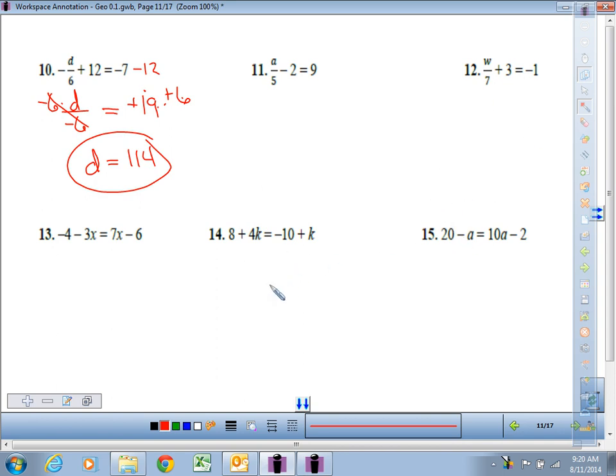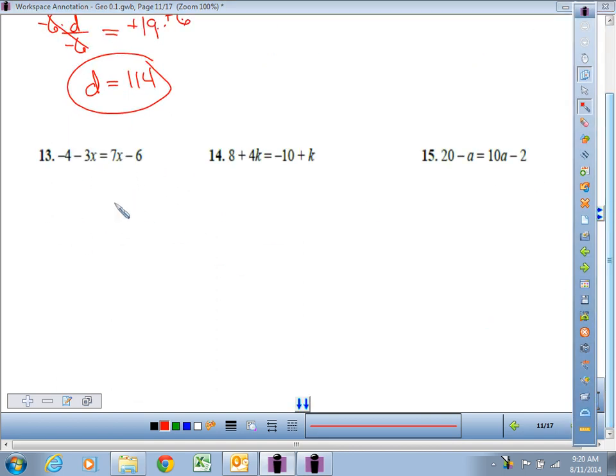Alright, so let's go down to 13, 14, 15. The difference between these guys now is if you look at this, we have a variable on each side. So what you were taught last year is that you need to get those variables on the same side. Now I'm a positive kind of guy, so I try to keep my variable positive if I can. So if we look at number 13, I want to move my variables to the right. Now I know that because if I do that, I'm going to be positive with my variables, and that's what I'm looking for. So what I'm going to do here is add 3x here.